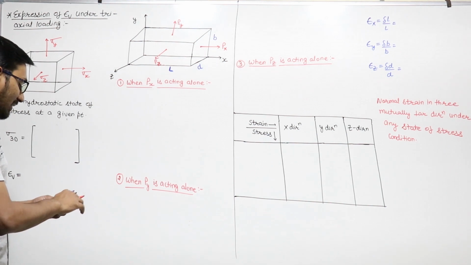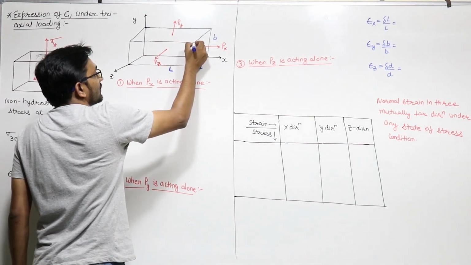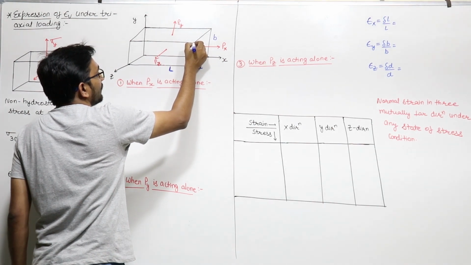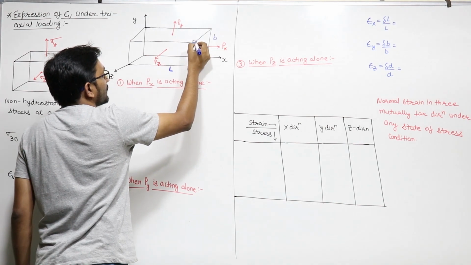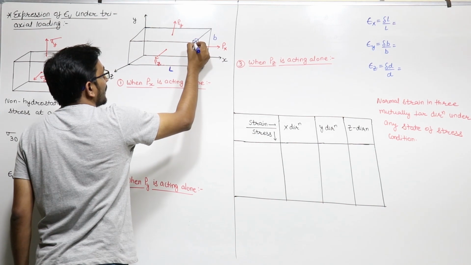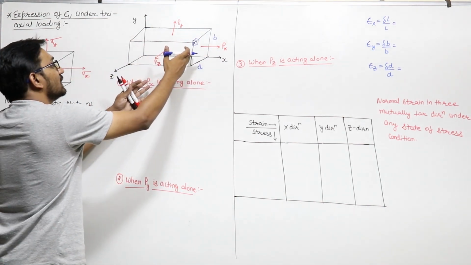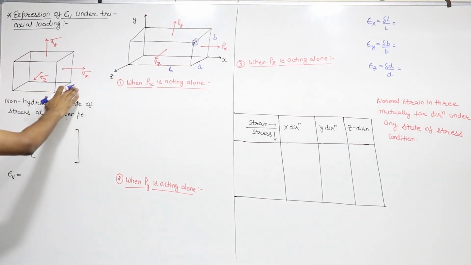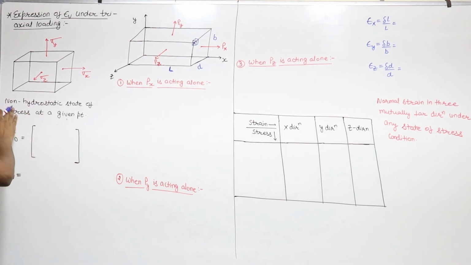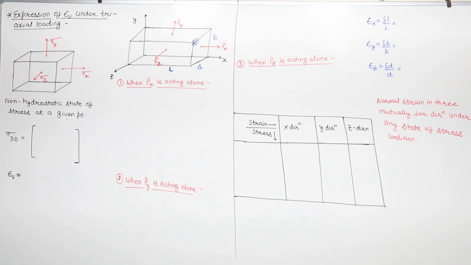Now let us say that stress is defined at a point, we know. So let us take this point as our reference and we will study this point. A small element of this point we will study. This point we have to study, and I show the state of stress of this point here. This is the state of stress, or you can say non-hydrostatic state of stress at a given point.